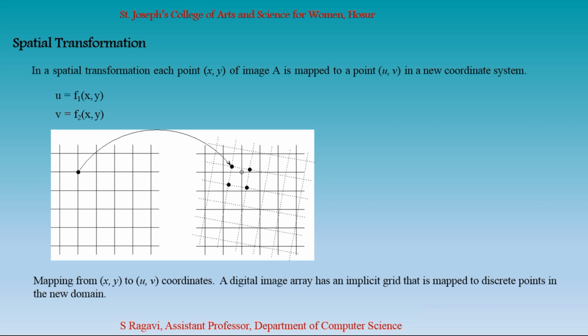Next, let us see about the spatial transformation. In a spatial transformation, each point x, y of an image A is mapped to a point u, v in a new coordinate system, and the mathematical representation is u equals f1 of x, y. This represents the coordinates in the first image. Next, v equals f2 of x, y. This represents the coordinates in the second image. That is mapping from x, y to u, v coordinates. A digital image array has an implicit grid that is mapped to discrete points in the new domain.